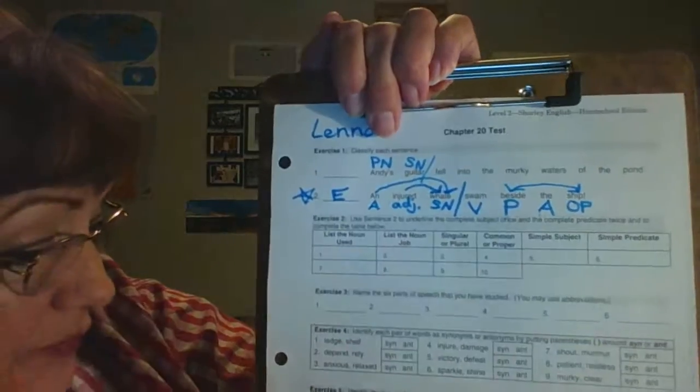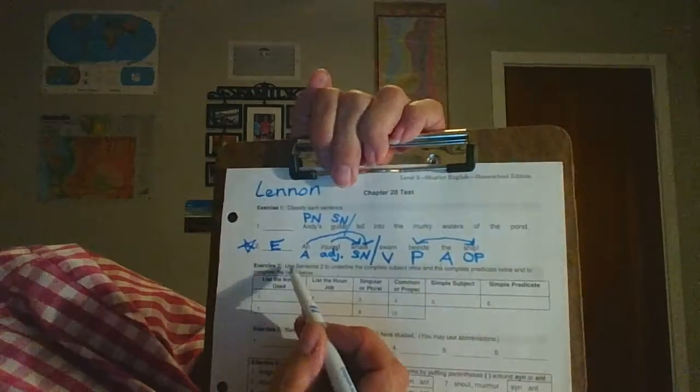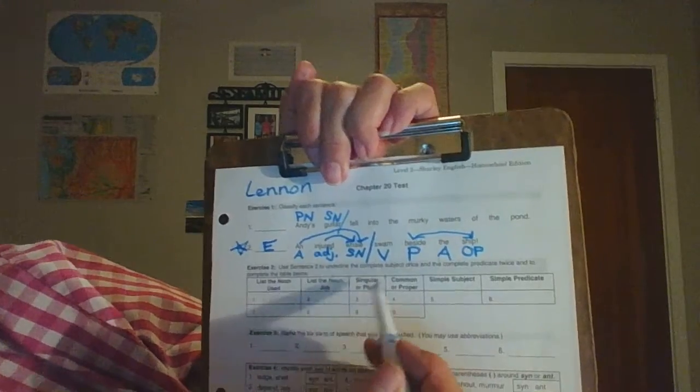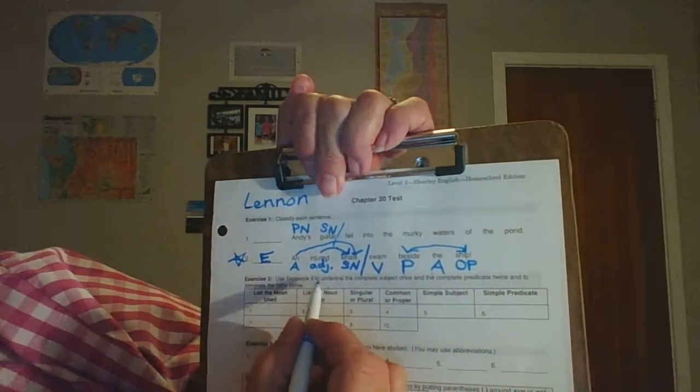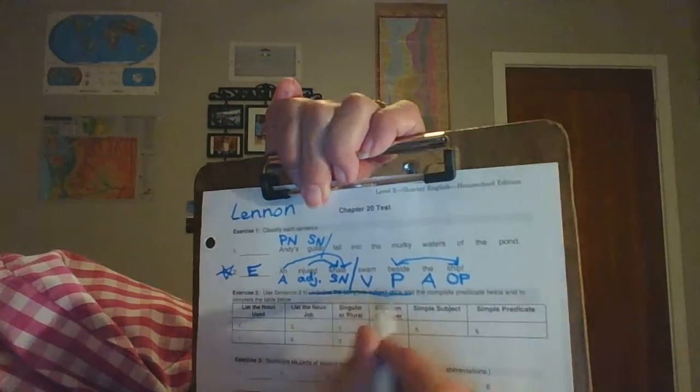Okay, we're going to go ahead and fill in. I know a lot of times I cross these off, but I think it'd be good practice for you to remember how to do this. List the nouns used. We're going to use sentence 2 to underline the, excuse me, I think I already crossed that off. We don't do the underline, we do the chop.